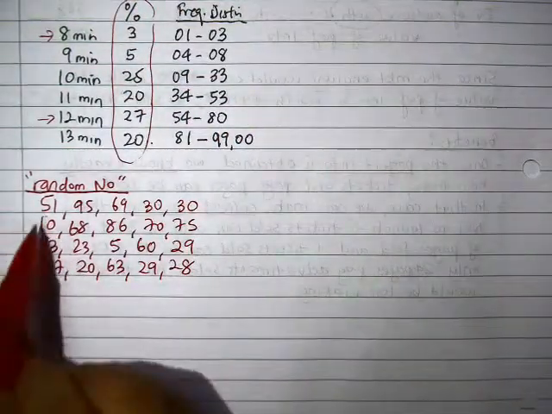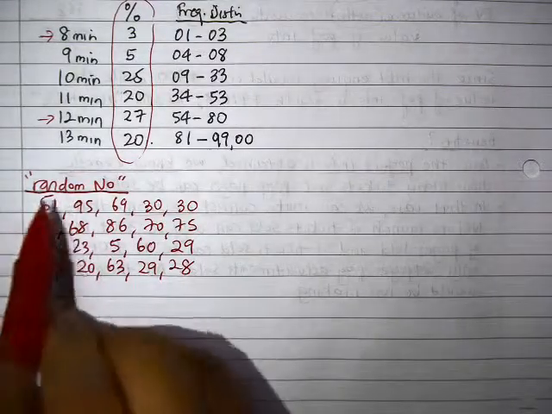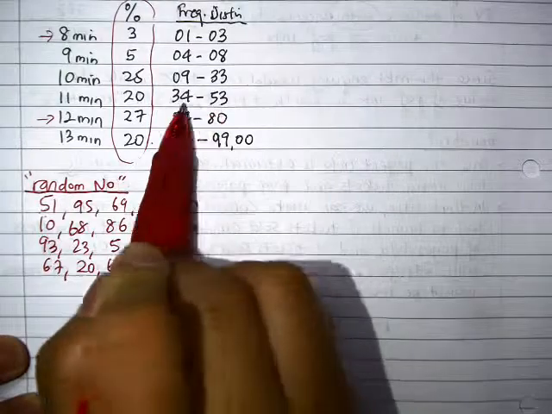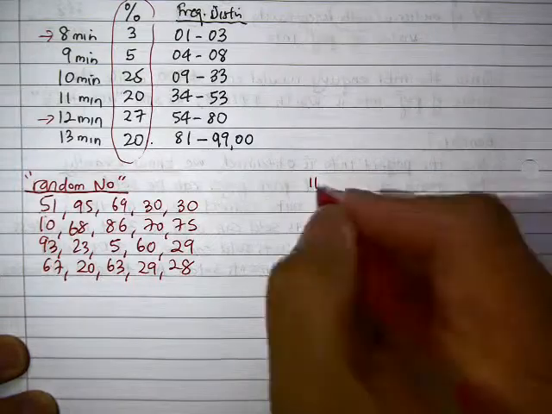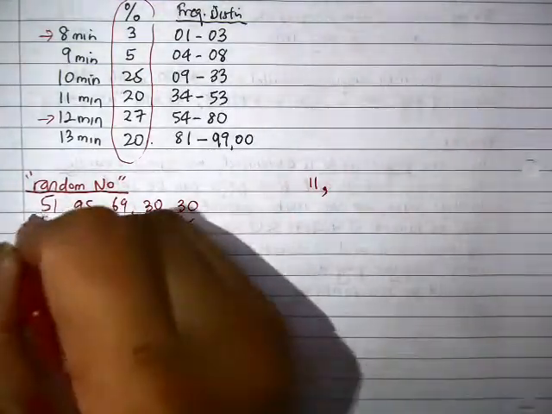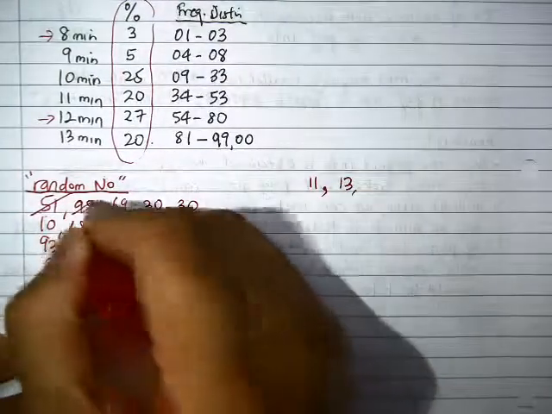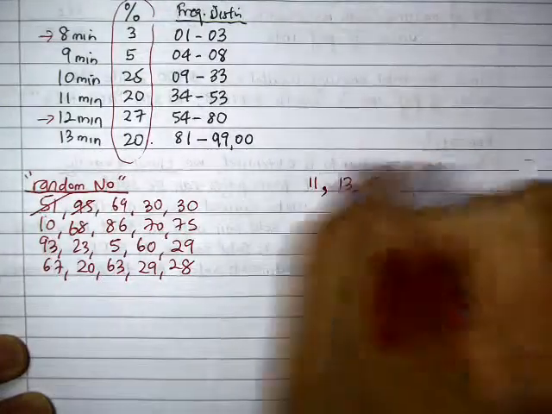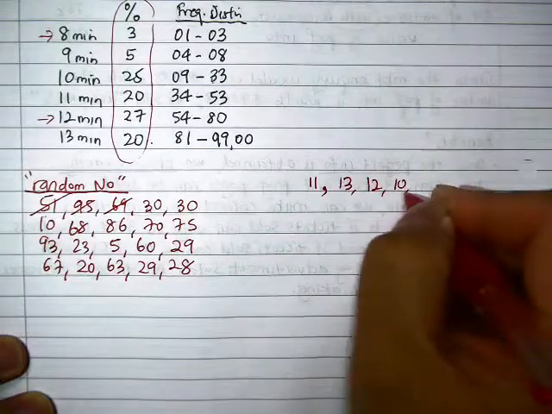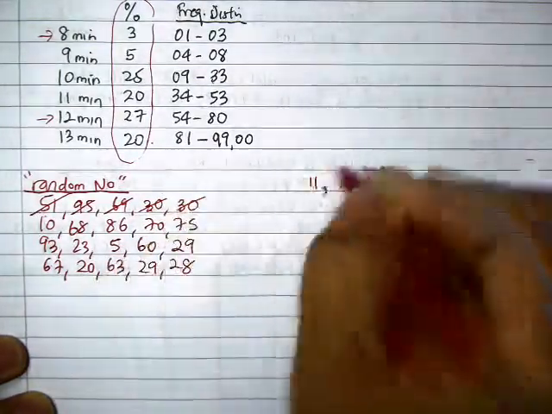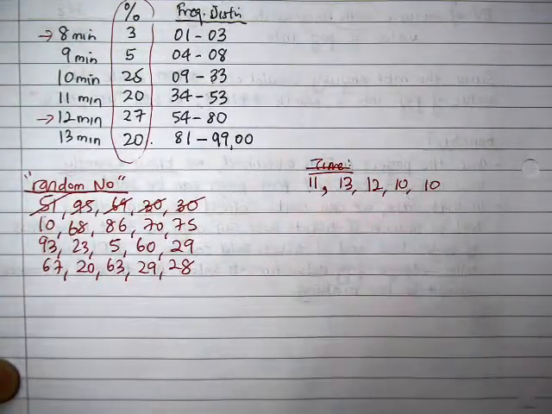Okay. So if you follow these numbers, now you must ask yourself, 51, where is 51? Now 51 is here. Number 51. That means we expect 11 minutes. And then 95. Now 95 is 13 minutes. 69 is 12 minutes. 30. Now 30 is 10 minutes. Another 30, 10 minutes. So it's 11, 13, 12, 10, 10.